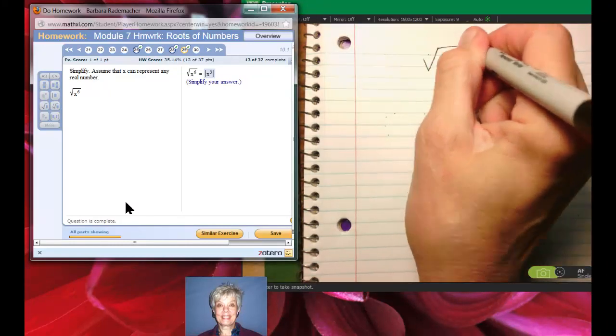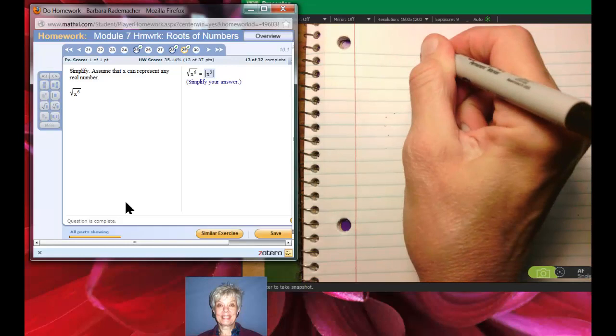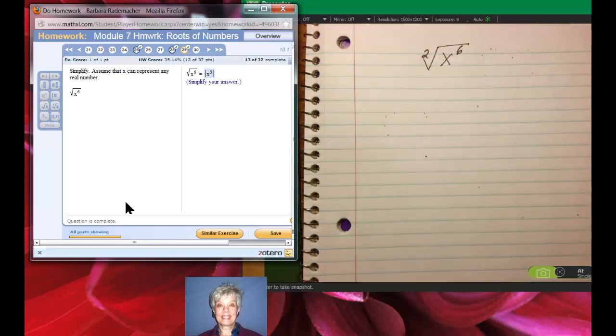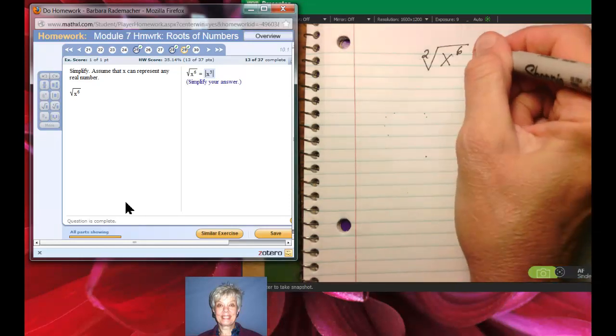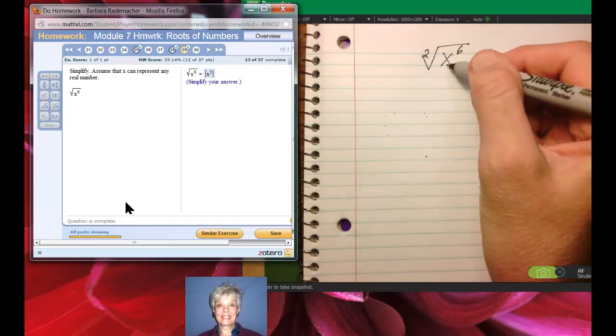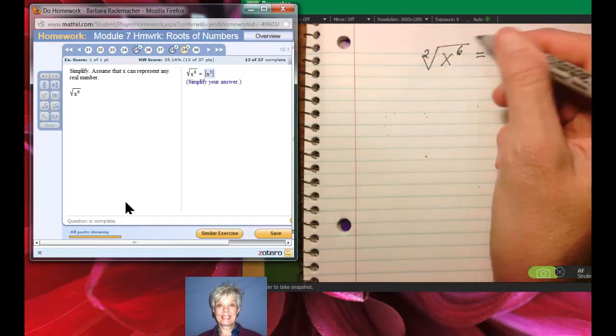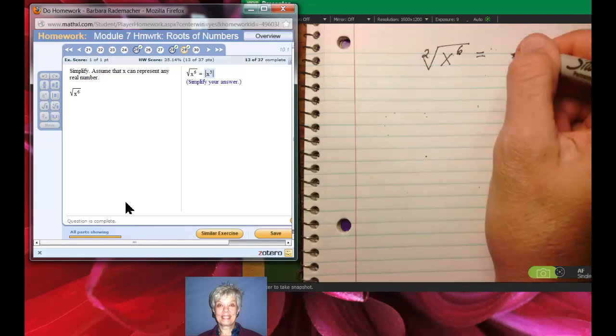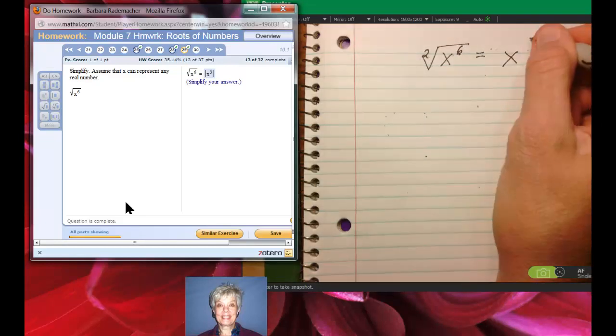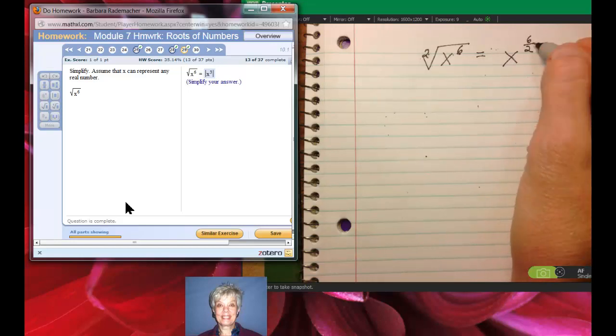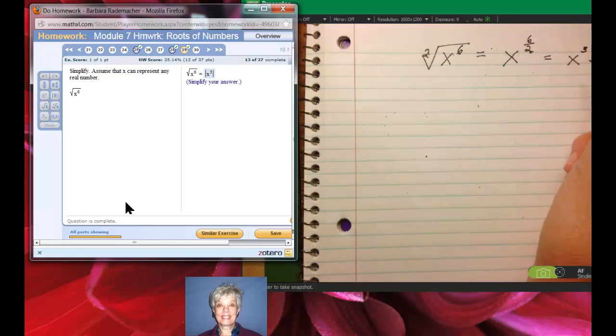The square root of x to the 6, and you have to remember there's an invisible 2 index there. We have something called rational powers. And what that says is, if you have a base raised to a power underneath a radical, you can write it this way: x to the power divided by the index. Well, here, 6 divided by 2 is 3. So this is going to be x to the 3rd. And if we're going to be absolutely, totally correct, we'll put absolute value bars around it.